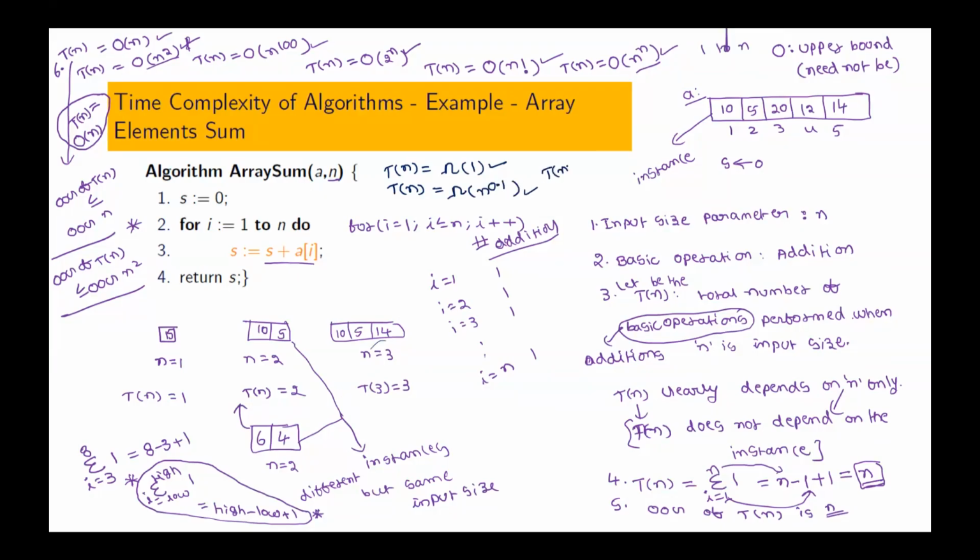T of n is big omega of log n. Is this correct or not? Yes, it is also correct. T of n is big omega of n. Is this correct or not? Yes. Among these, which is your favorite? Big omega of n. All are correct. Out of these, which is our favorite? What type of bound does big omega give? Lower bounds.